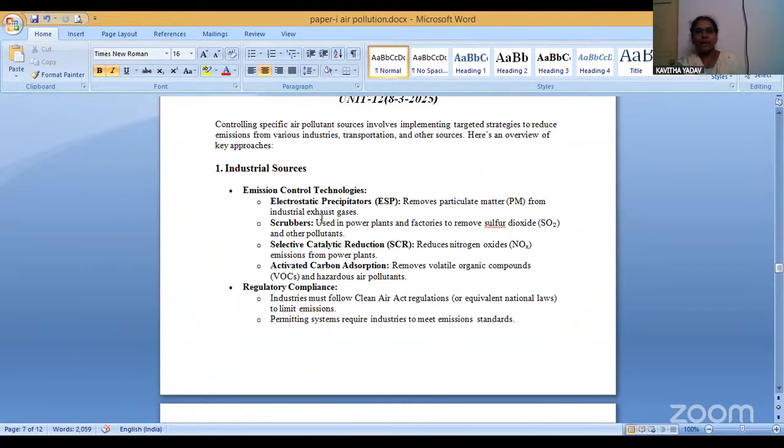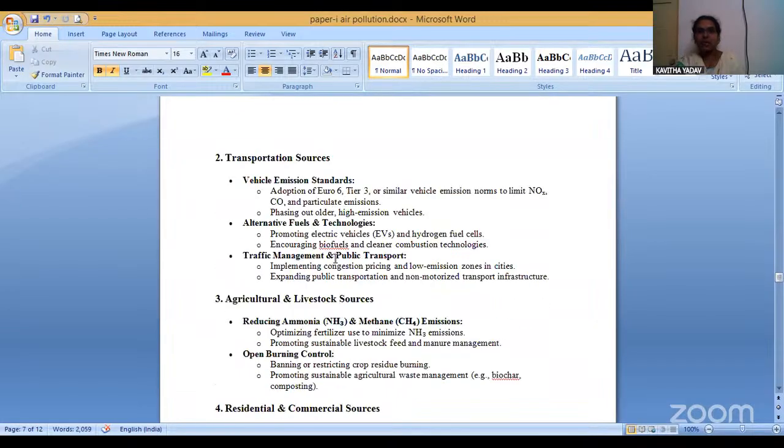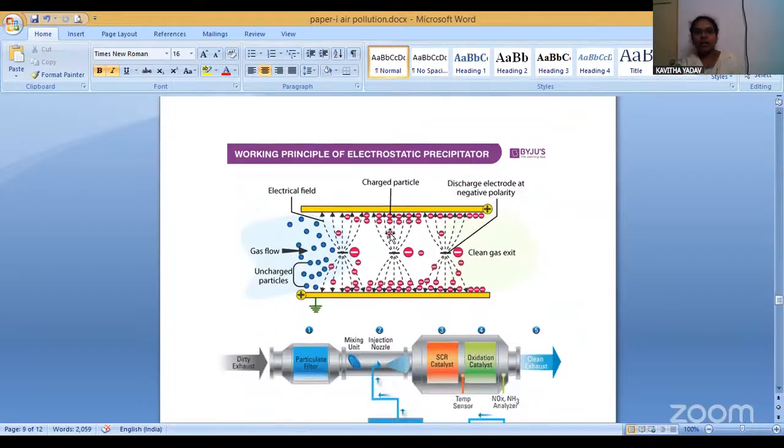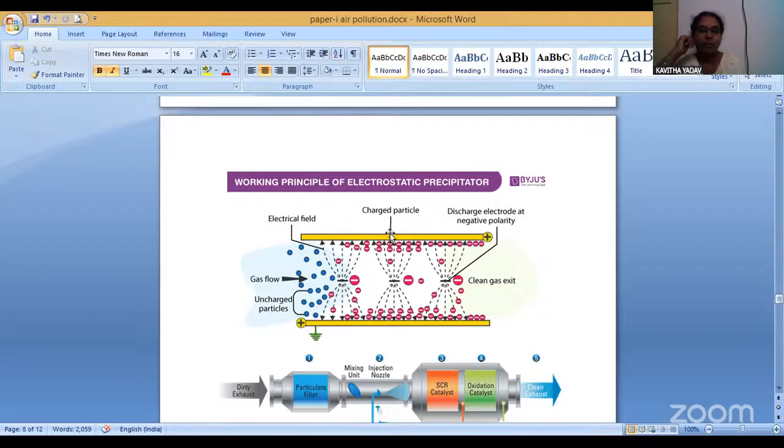Here, the electrostatic precipitators. The electrostatic precipitator is also known as the ESP. It can remove particulate matter from industrial exhaust gases, right? Here one picture can represent the working principles of the electrostatic precipitators. So this is a diagram of an electrostatic precipitator.